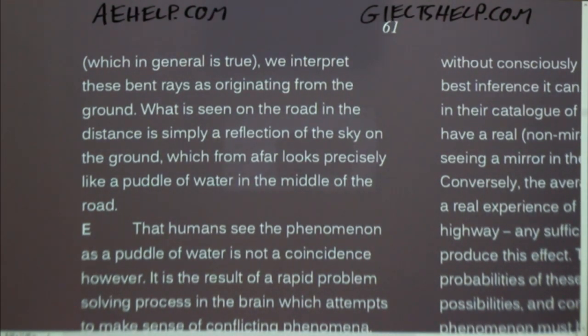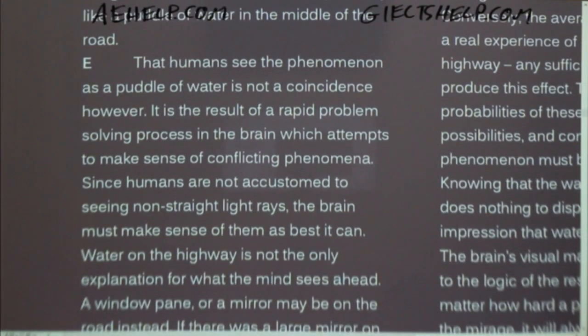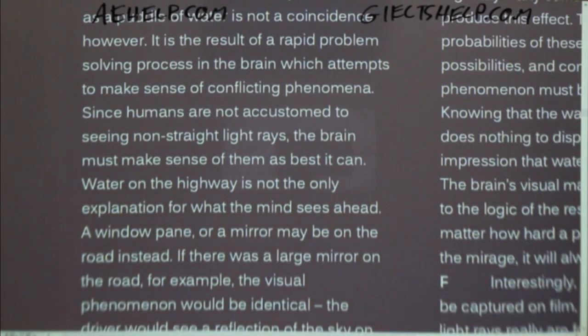What is seen on the road in the distance is simply a reflection of the sky on the ground, which from afar looks precisely like a puddle of water in the middle of the road. That humans see the phenomenon as a puddle of water is not a coincidence, however. It is the result of a rapid problem-solving process in the brain, which attempts to make sense of conflicting phenomena. Since humans are not accustomed to seeing non-straight light rays, the brain must make sense of them as best it can.